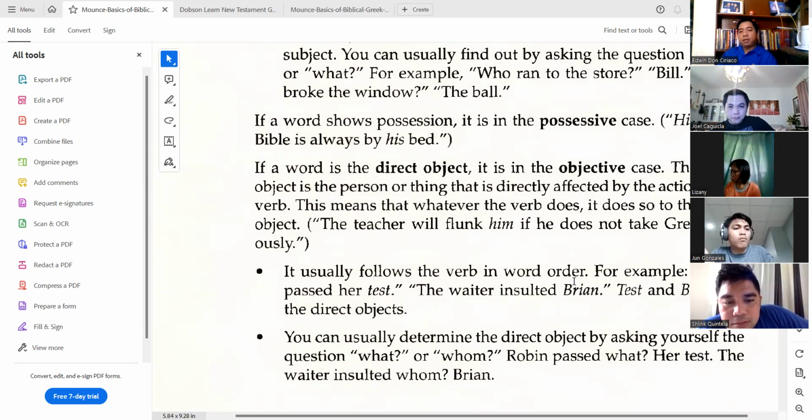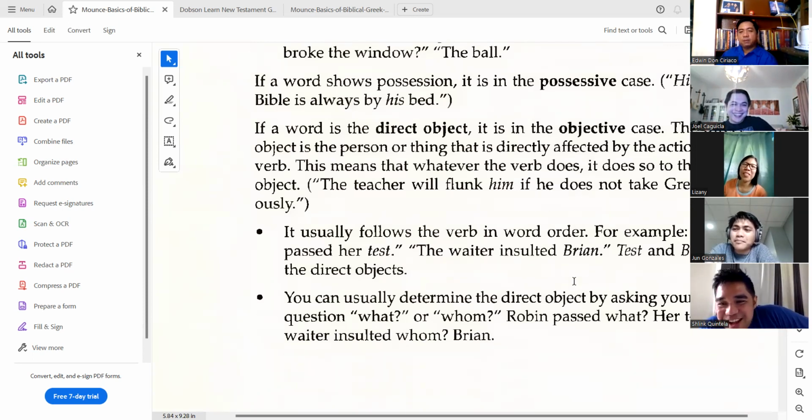The teacher will flunk him, if he does not take Greek seriously. I hope this is not a warning, no? This is just reading Greek. And then it usually follows the verb in word order. Robin passed her test. The waiter insulted Brian. So the direct object is in italics. Test and Brian are the direct objects.